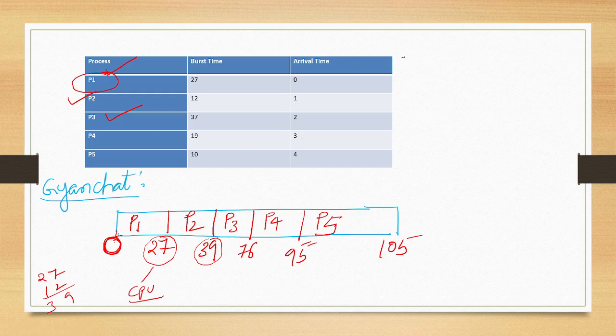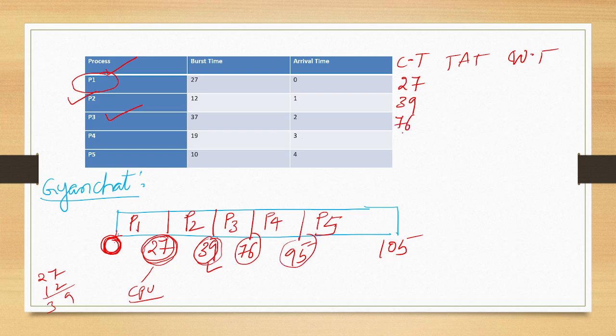Now, how to find the average waiting time and average turnaround time? See, completion time. Here, process P1 started at 0 milliseconds and completed its execution at 27. That means completion time of P1 is 27. Completion time of P2 is how much? P2 started at 27 and completed at 39 milliseconds. Completion time of P2 is 39. And P3 started at 39 and completed at 76 milliseconds in the CPU. P4 completion time is 95. Next, P5 completion time is 105.